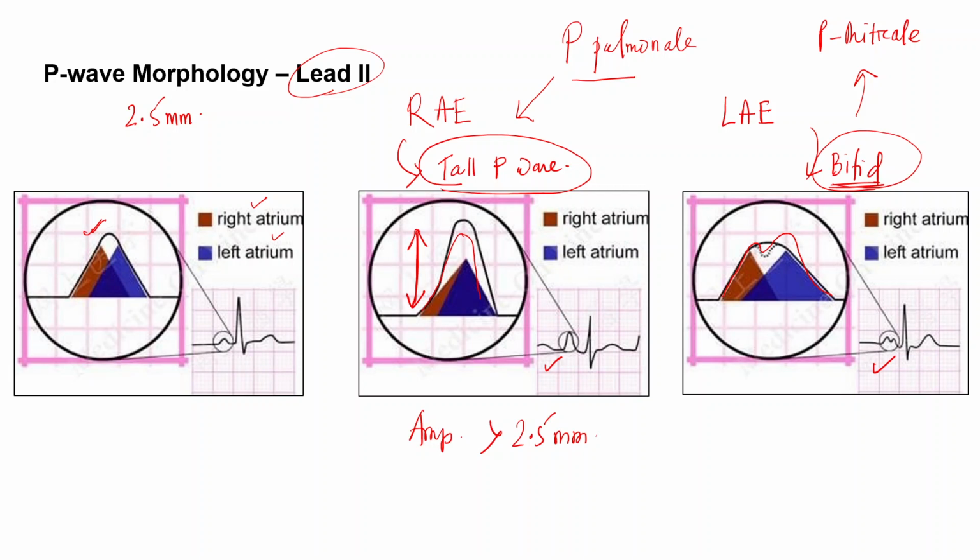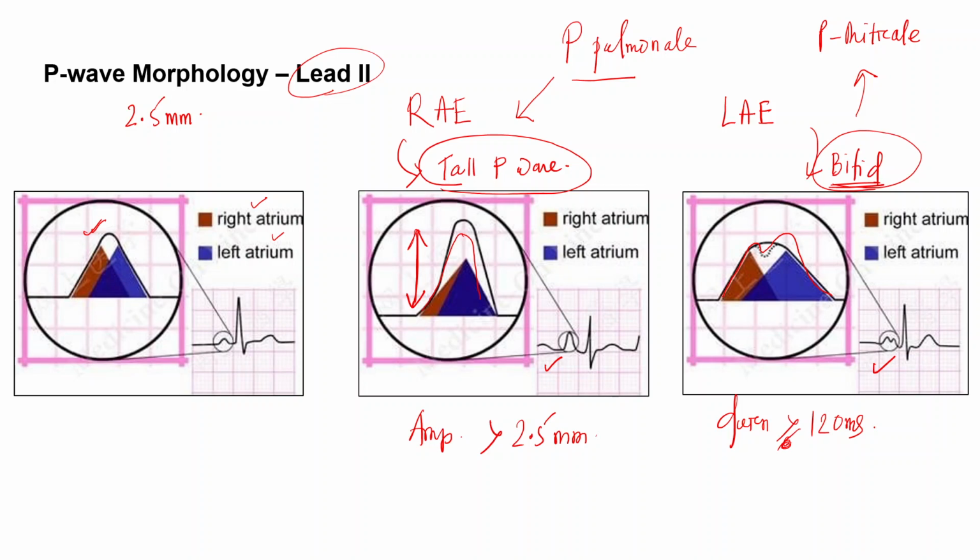I told the normal duration is less than 120 milliseconds or less than 3 small boxes. So here the duration will increase. The duration will be more than 120 milliseconds, or more than 3 small boxes. Okay, so this is what will happen in lead 2 in case of right atrial and left atrial enlargement.